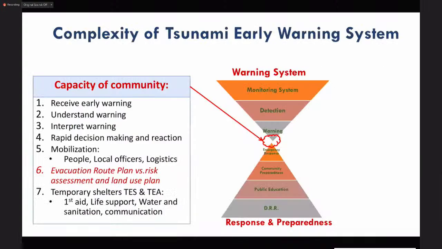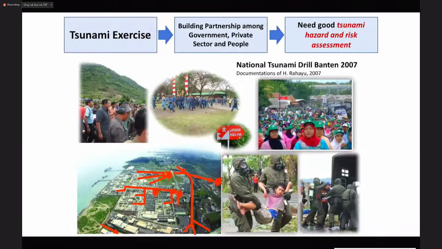Talking again about the tsunami early warning system, it's really complex. I believe everybody understands that if there is a warning system issue, who is going to be blamed? The government. But eventually, if we understand the concept of the tsunami early warning system, there's a shared liability, not only of the government, but of all the pentahelix that has also been elaborated by Pak Agus here. So the most important thing is preparing the people and preparing the city through evacuation planning. For sure, evacuation planning, back again, requires that we conduct a good risk assessment, as well as have a land use plan.